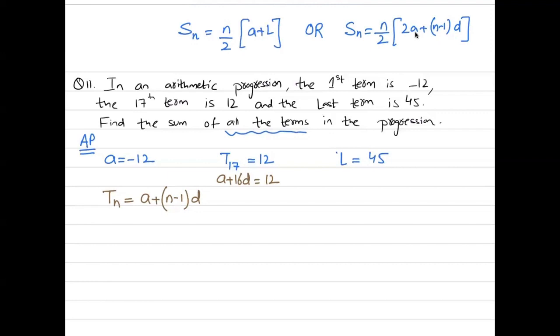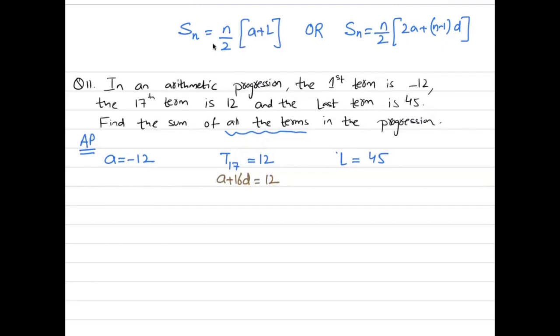So how did you get a plus 16d equals 12? She said that the 17th term is 12. Since we know that the 17th term is 12, T17 in an arithmetic progression is going to be equal to a plus 16d, right? It was a plus n minus 1 times d, so T17 is going to be a plus 16d.